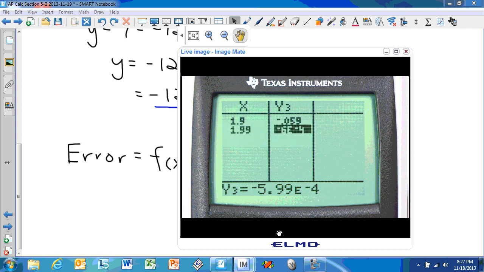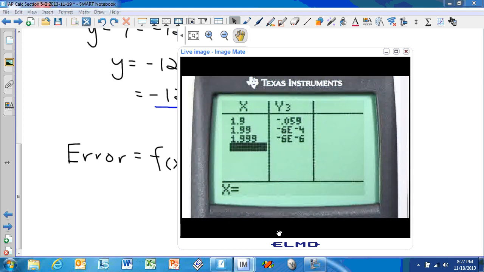That's negative 6 times 10 to the negative 4th. So that's a really, really small number there. It's negative 0.0006. In fact, if we zoom in a little bit further, you'll see that that error is even minimized even further. So you can see that as we get closer and closer to 2 from the left side, that error is getting really, really small, which tells me that my linear function and my original function are almost the same.